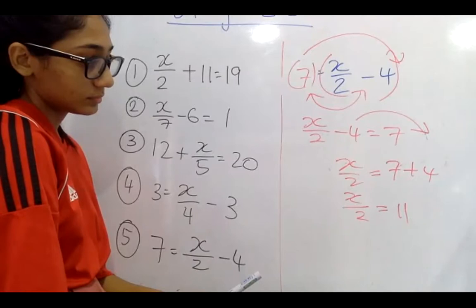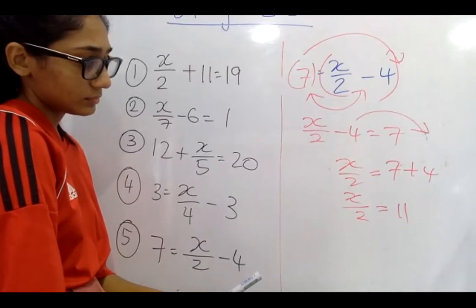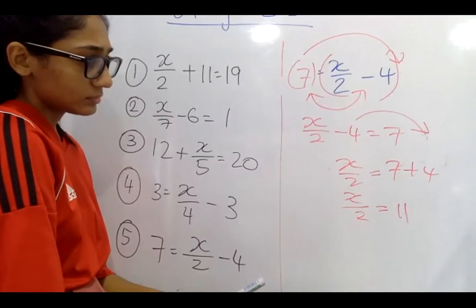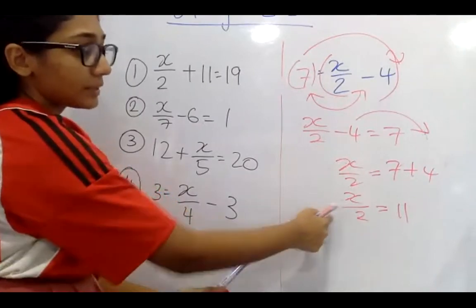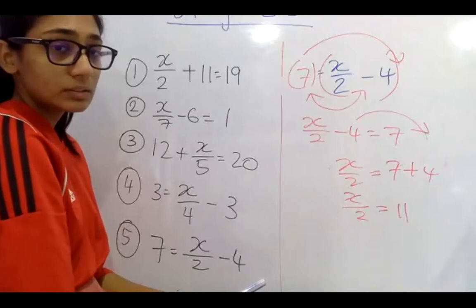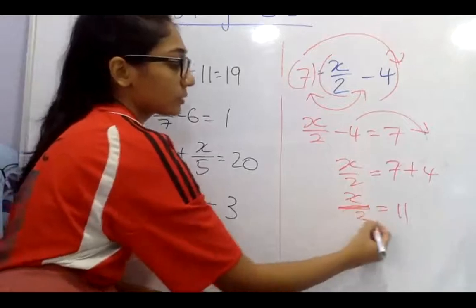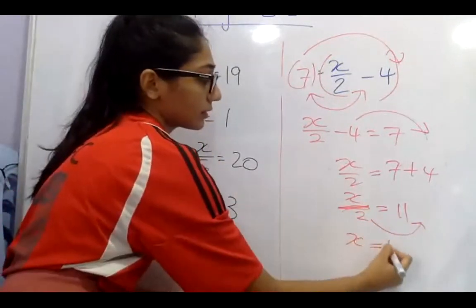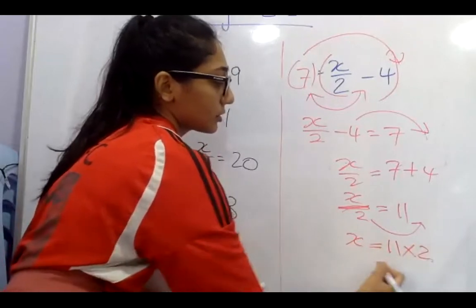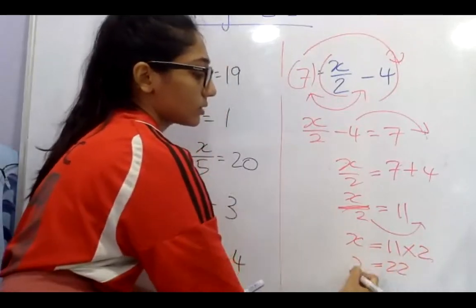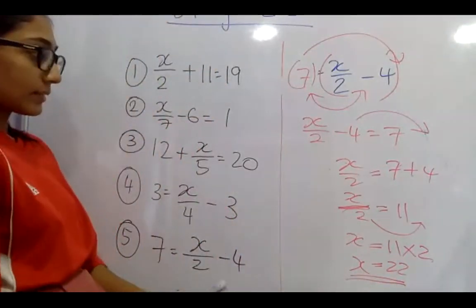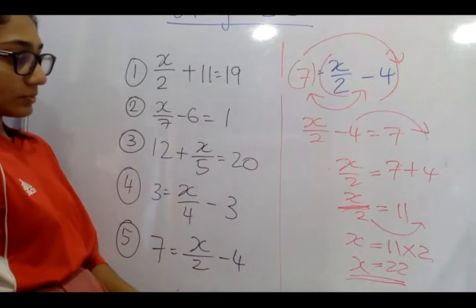And after this, what do I do? We have to turn the x into 1. How do you do that? I still have a number here. What do I do with the number? Divide. So if I bring over to that side, times. So 11 times 2, which is? 22. So x equals 22.